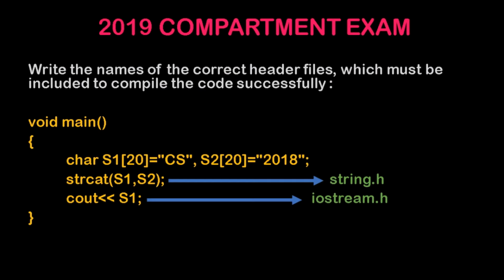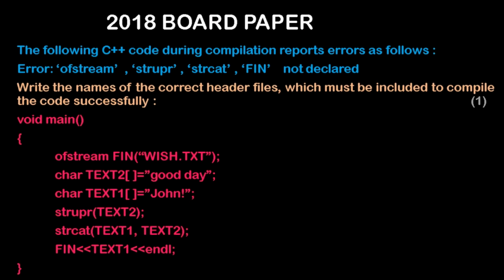We'll move on to the next paper now. This is 2018 board paper. The following C++ code during compilation reports errors as follows: Error, ofstream, strupr, strcat, fin not declared. So in this question, the errors are reported. So you can easily find out what are the header files needed for that. Now the question is, write the names of the correct header files which must be included to compile the code successfully.